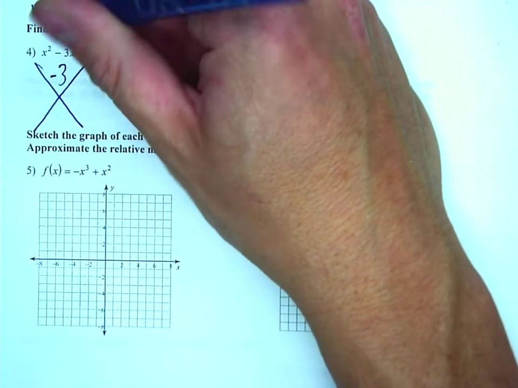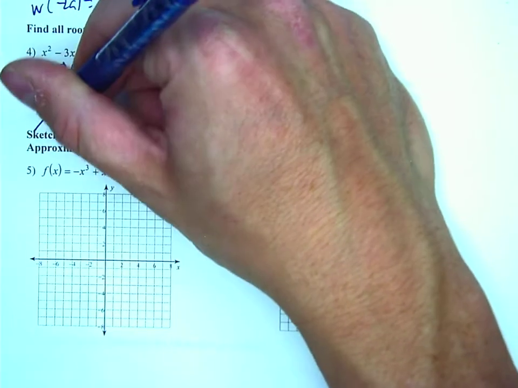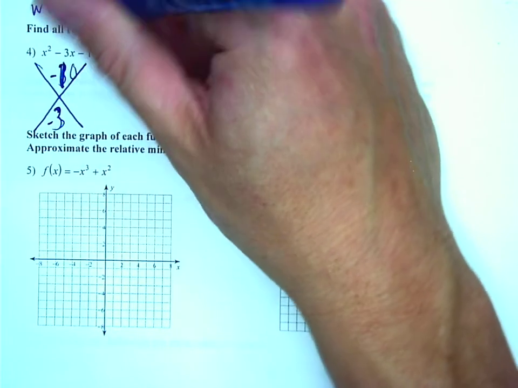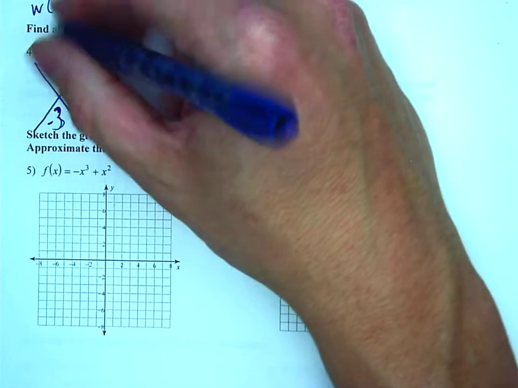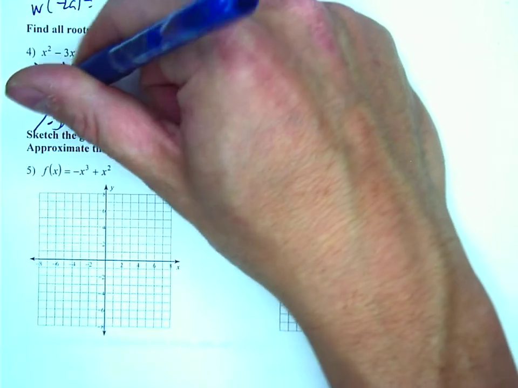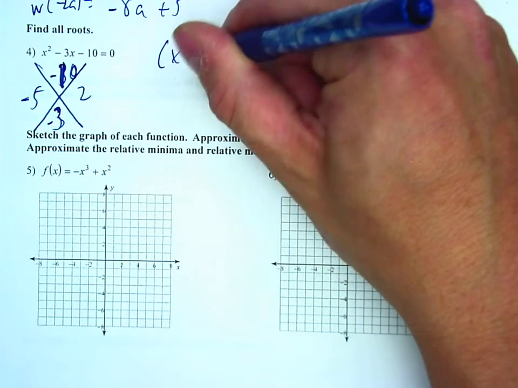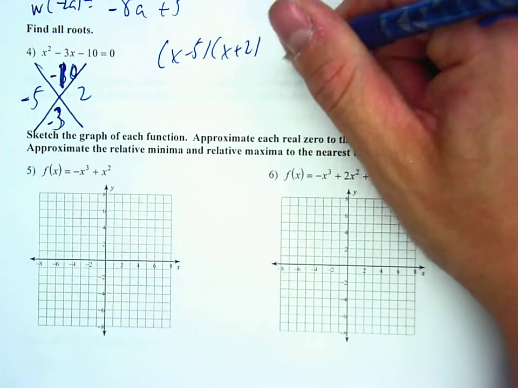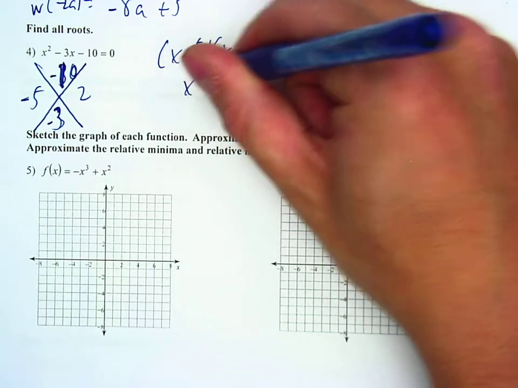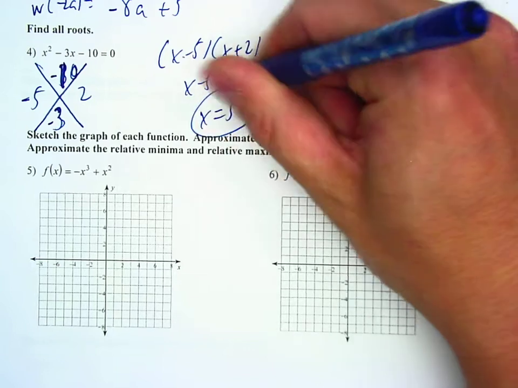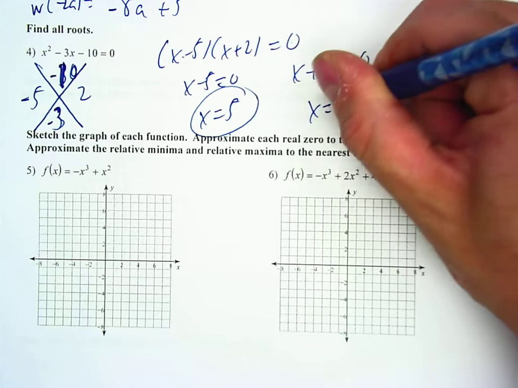Negative 10 is the value of c, and negative 3 is the value of b. So a is 1 here. I don't have to worry about a. So I have negative 10 and negative 3. So I have negative 5 and positive 2 to make the negative 3 when they subtract. So I have x minus 5 and x plus 2 as my factors equal to 0. Setting each one equal to 0 separately, we get x is equal to 5 as one of my solutions. And as the other one, we get x equals negative 2.